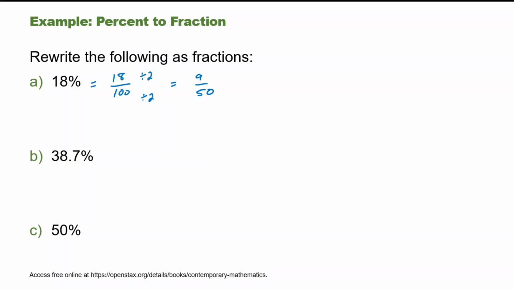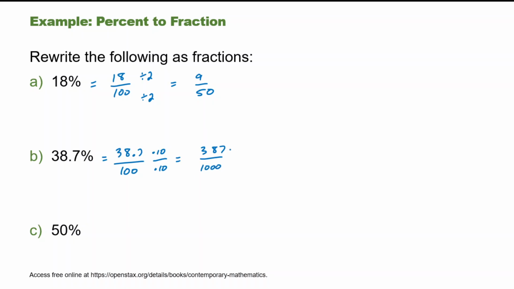Part B, 38.7%. We can write that 38.7% is equal to 38.7 divided by 100. Next, we will not divide to reduce, but multiply. We'll multiply the numerator and denominator by 10, so that this is equal to 387 divided by 1,000.